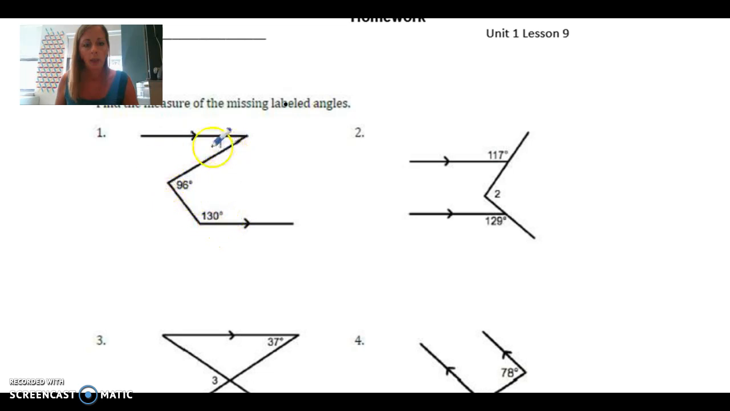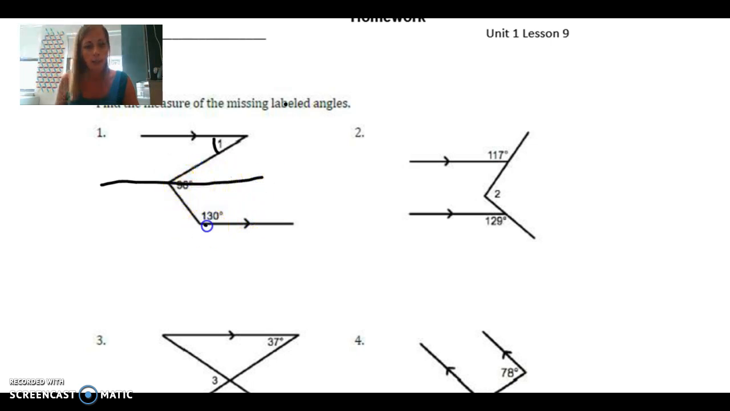When I look at angle 1 here, the angle that I'm asked to find, we're usually trying to find alternate interior angles. It's not alternate interior with any of these. I don't see a good relationship between the 96 and the 130 and that angle 1. So I'm going to go ahead and draw my auxiliary line. And so that looks like this, kind of.